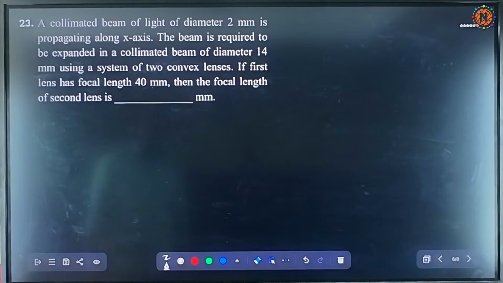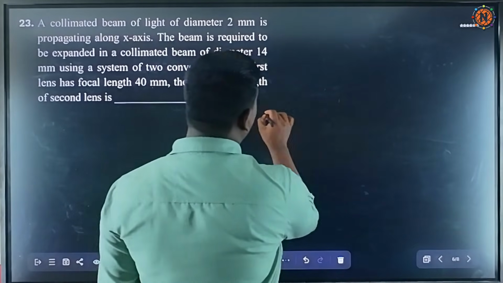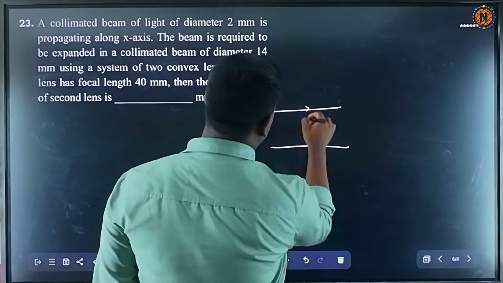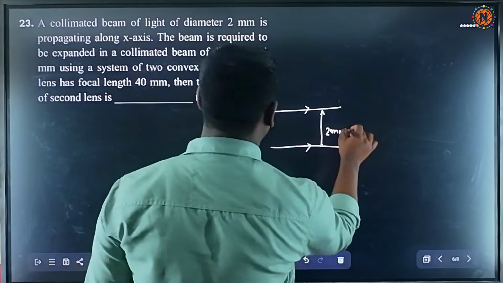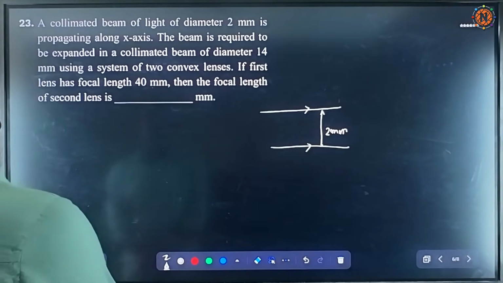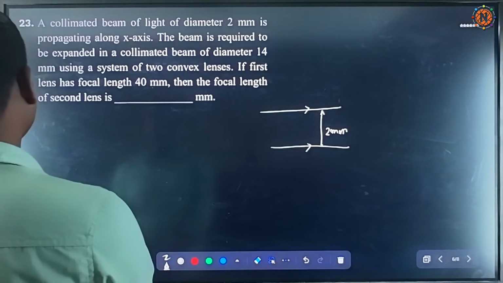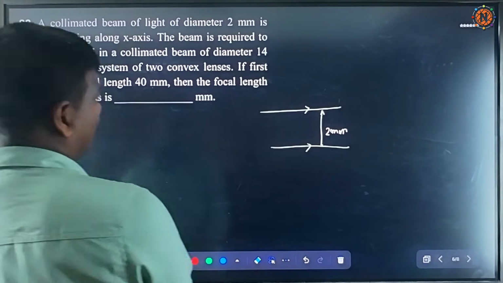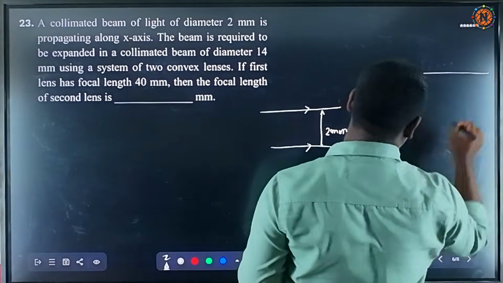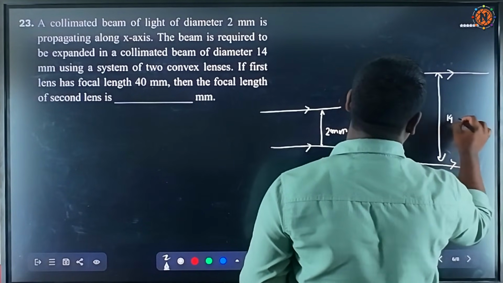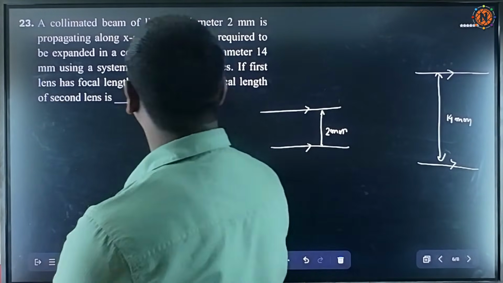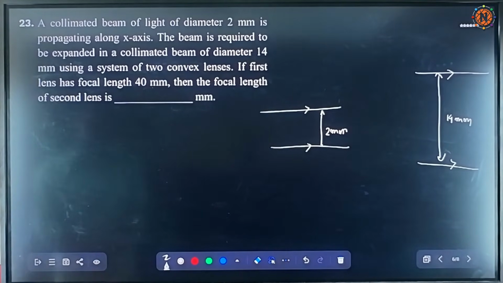A collimated beam of light of diameter 2 mm is propagating along the x-axis. The beam is required to be expanded. This ray should be expanded, by how much? This will be total 14 mm, using a system of two convex lenses.